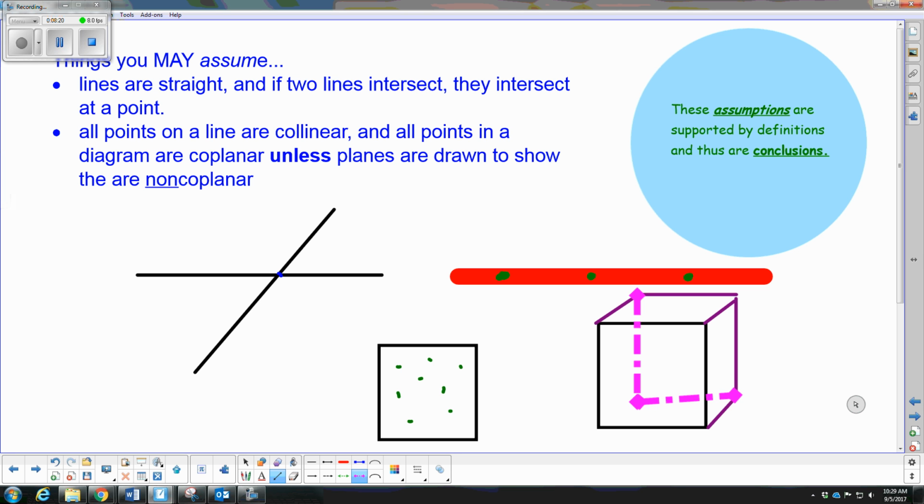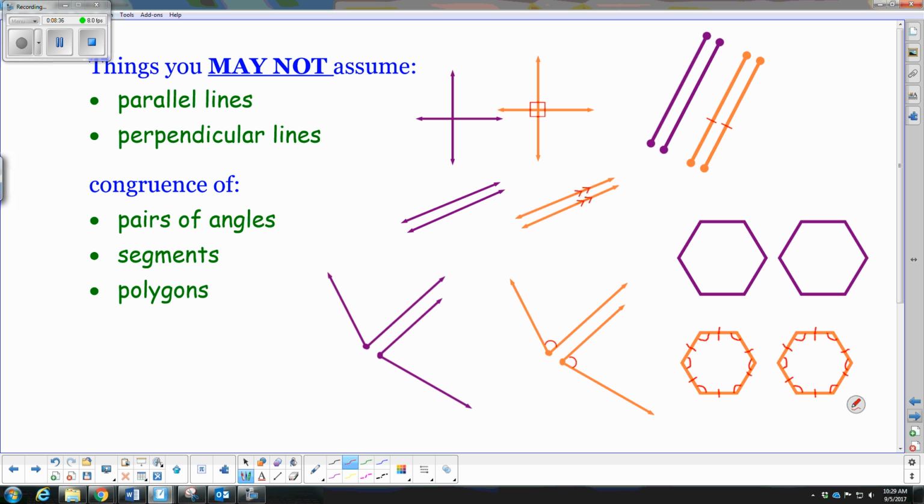It's intentionally drawn to look like these points are on different planes. So you may assume that those points are non-coplanar. Things that you may not assume are that lines are parallel. So these lines here are not parallel. You may not assume that they are parallel. However, these lines here, you may assume they are parallel, or you may conclude they are parallel because they have the parallel line indicator.